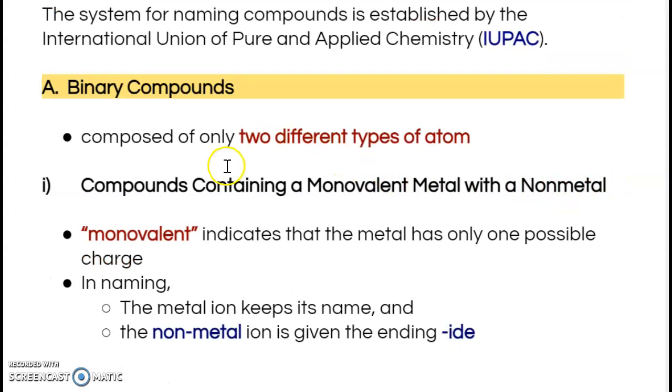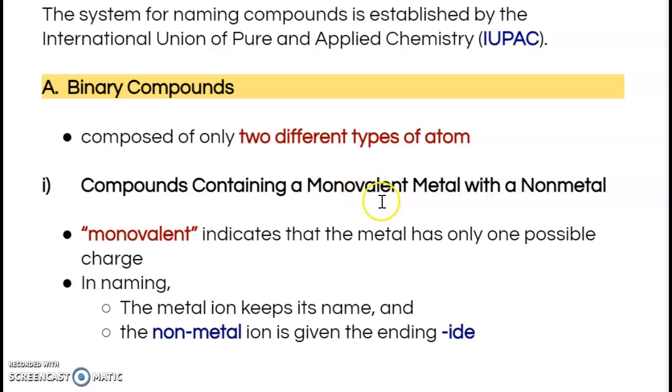Okay. So the first one is binary compounds. Binary compounds are composed of only two different types of atoms. We looked at ionic compounds and molecular compounds already, and so that's what binary is going to cover. Binary again is just two different types of atoms. It could be a cation and an anion to form an ionic compound. It could be a nonmetal with a nonmetal to form a molecular compound. And there are different ways of naming these. Okay, so let's go through the first one.